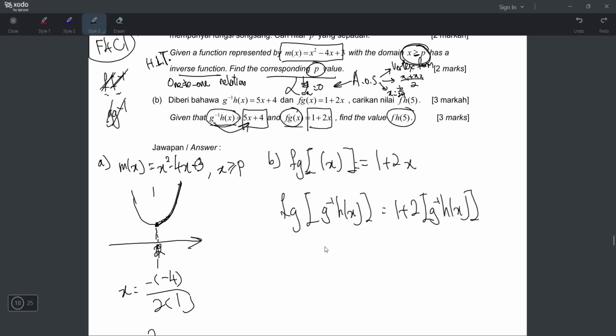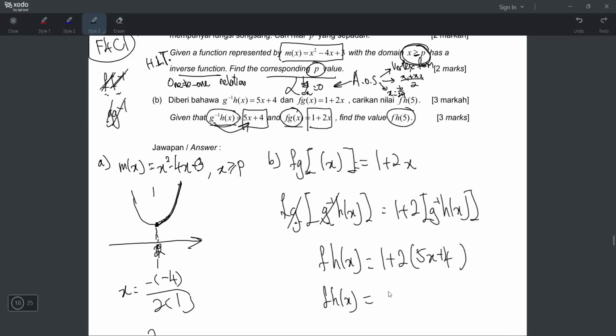And kenapa saya buat macam tu? I'm sure you know why I do it like that. Because I want the GG inverse to be side by side, so I can cut. And once I cut that, I will left with FHX. Then what about the right side? Okay, the right side will just be 1 plus 2, and then the G inverse HX, you sub with this 5x plus 4. Yeah, so that's how you should do it.